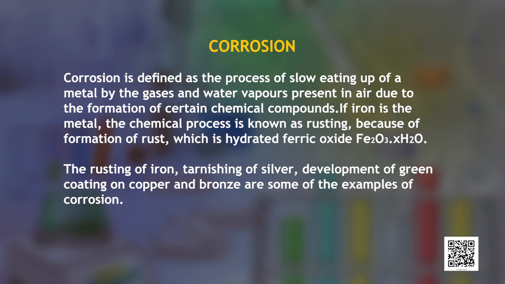Fe2O3.xH2O. The rusting of iron, tarnishing of silver, development of green coating on copper and bronze are some of the examples of corrosion. Let us understand the mechanism of corrosion with the help of rusting of iron.